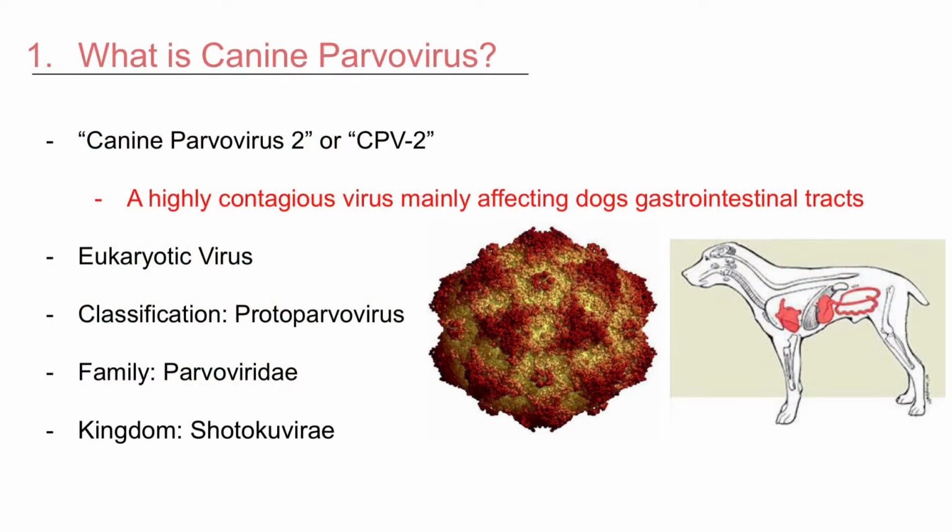So first, we will talk about what is canine parvovirus. It is also known as canine parvovirus 2, or CPV2, and it is a highly contagious virus, mainly affecting dogs' gastrointestinal tracts. It is a eukaryotic virus, whose classification is protoparvovirus. Its family is Parvoviridae, and its kingdom is Shotokuvirae.